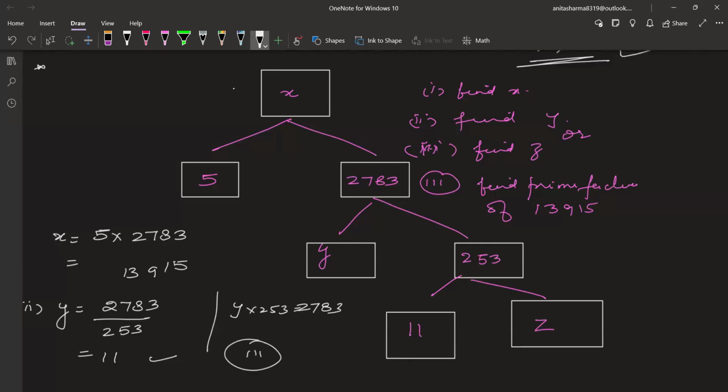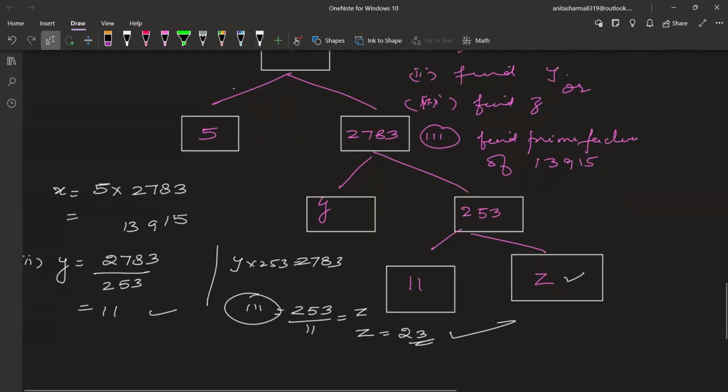Okay, Aryan, tell me how we will find the value of z. Ma'am, 253 by 11 gives 23. Yes, 253 divided by 11. 11 twos are 22 and 33. So 23.